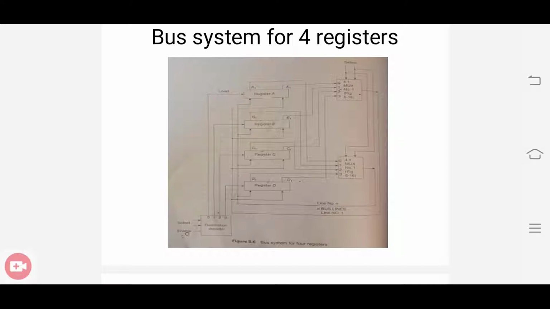And what is the use of the multiplexer here? It selects one of the source registers for the bus. And what is the use of the decoder, or destination decoder? It selects one destination register to transfer the information from the bus. Here a 4x1 mux is used for connecting these 4 registers.